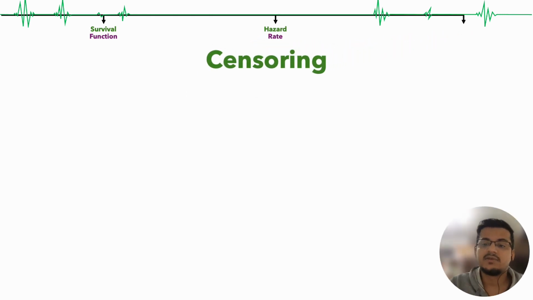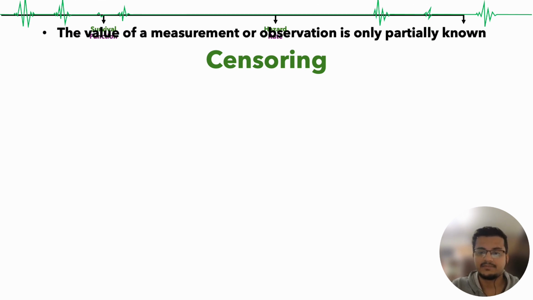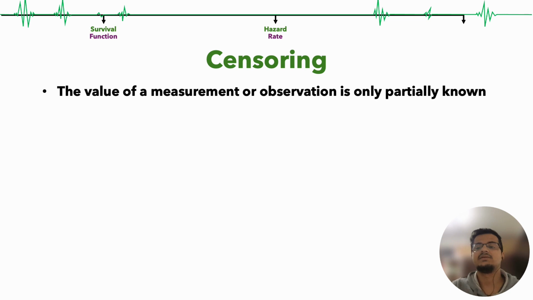Now we're going to look at the final concept we're going to discuss in survival analysis, called censoring. In statistics, censoring is a condition in which the value of a measurement or observation is only partially known. But what does this actually mean?